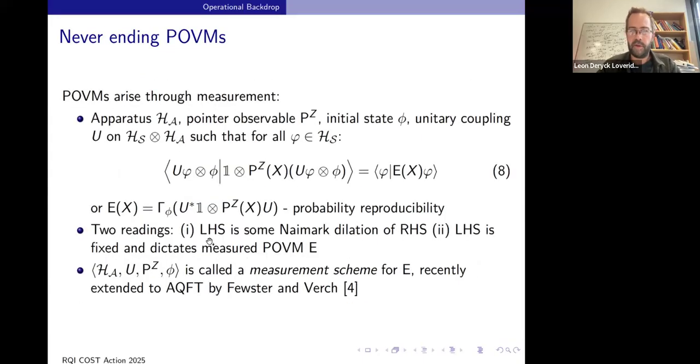Never-ending POVMs. This one is not so crucial for this talk, but they also arise naturally in measurement. So I'm actually not going to go through this slide. The only point here is that quantum theory of measurement leads naturally to POVMs being the genuinely measured observable in measurement schemes. And I mention it because this has been generalized fairly recently by Chris Fuster and Ryan Vesh to quantum field theory, algebraic quantum field theory.